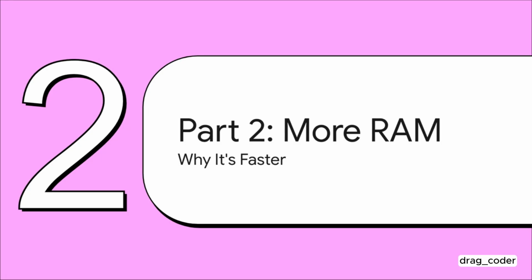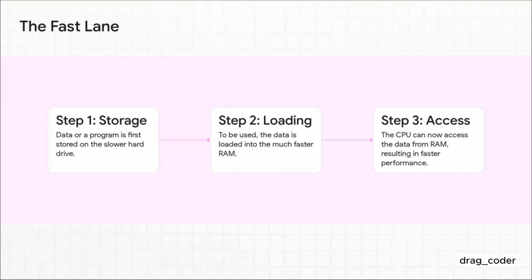This brings us to that question everyone asks. Why does adding more RAM actually make your computer feel faster? Well, it's all about avoiding traffic jams, or what we call bottlenecks. So, in a perfect world, your computer has plenty of RAM. When you open a program, its data gets loaded from the slow hard drive into this super fast RAM. From there, your CPU can grab it almost instantly. Everything just feels snappy and responsive. This is what we call the fast lane.